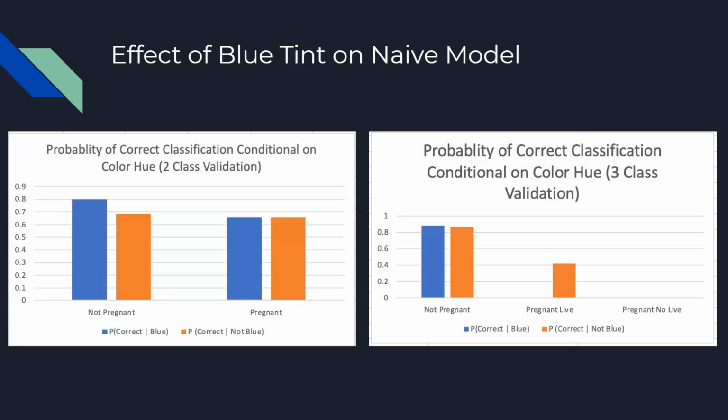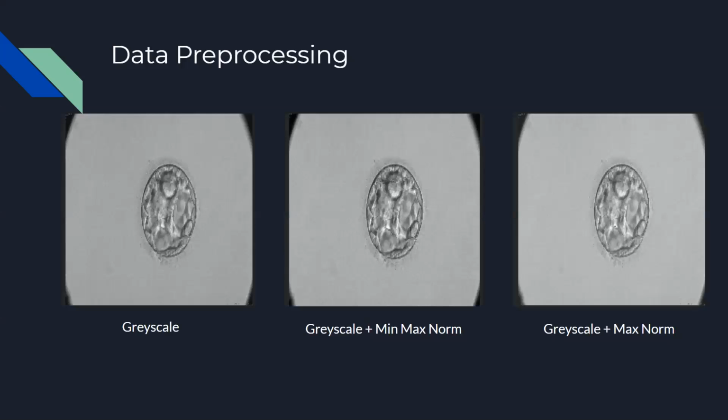We can see that in the 3-class case, this blue hue is definitely affecting the classification. And we can see that when we train a naive model on this, that data set imbalance is reflected in the model's ability to predict different classes. This isn't the case for the 2-class case, but it is for the 3-class case. So let's try to fix it.